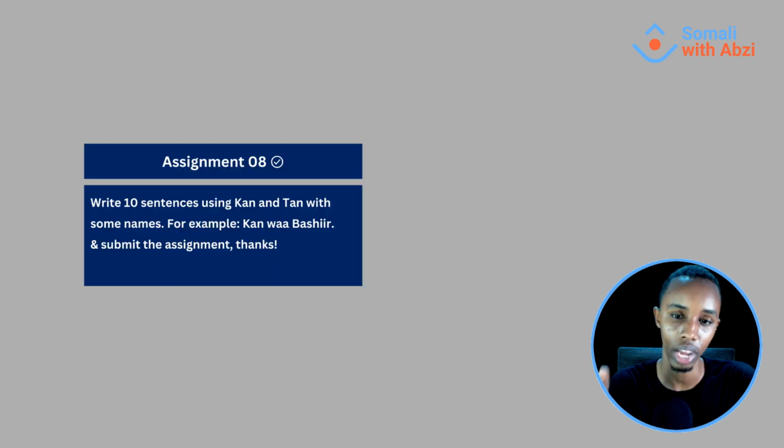Alright, now I'm going to give you assignment number 8 as we are in lesson 9. You are going to write 10 sentences using kan and tan with some names. For example, kan wa Bashir, tan wa Rahmo, kan wa Abdi, tan wa Asho, and so on. So you're going to write 10 sentences using kan wa with male nouns, tan wa with female nouns.